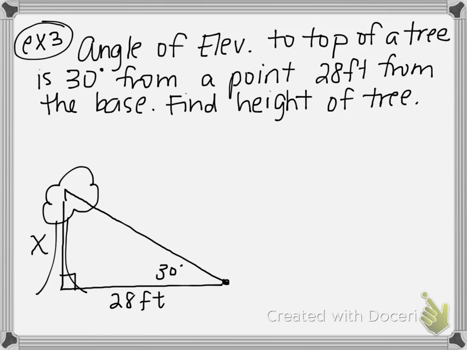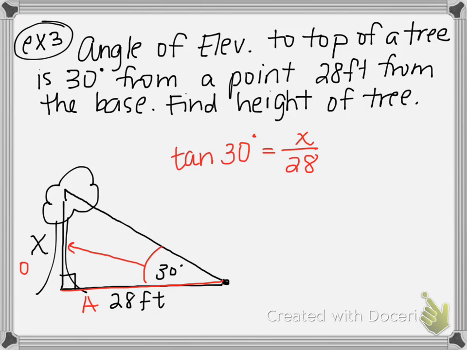So from this angle, we need our opposite and we'll have our adjacent. So again, we're going to use tangent of 30 degrees equals x over 28. Now this is trying to find a side length, so we are dividing by 28, so we're going to multiply by 28 on both sides to get the x by itself.